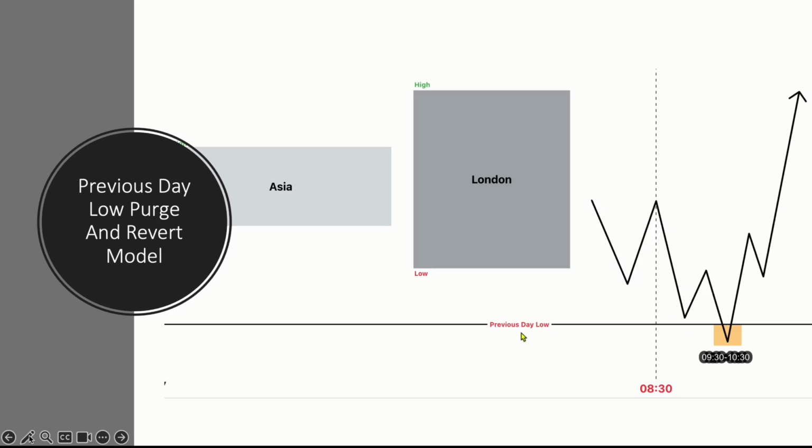Into what? Into the previous day low, and then between 9:30 to 10:30 we want to see that previous day low gets taken. We want to see a purge of that occur, and we want to see displacement to the upside occur. When that displacement occurs and we have taken out the sell side liquidity, we want to see the market draw towards the buy side liquidity above the London high and the liquidity resting higher.